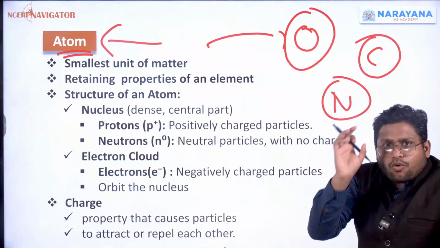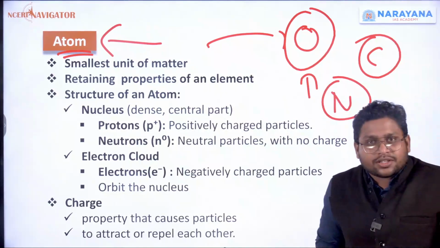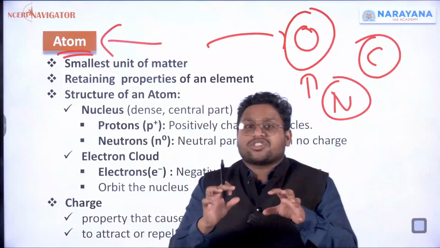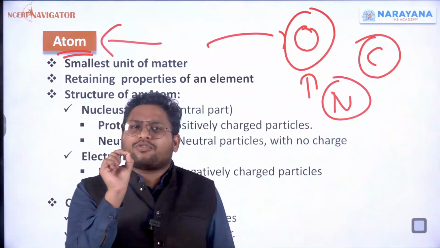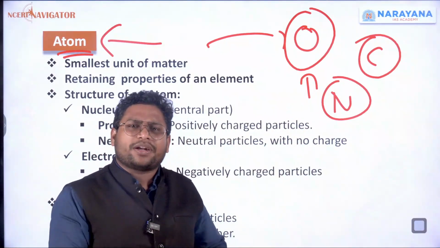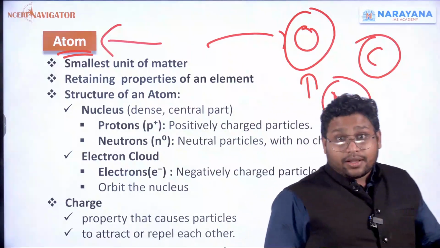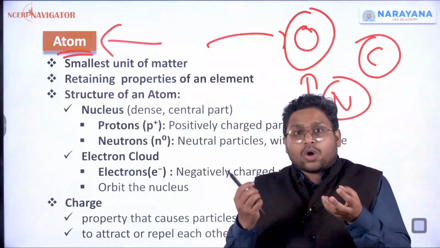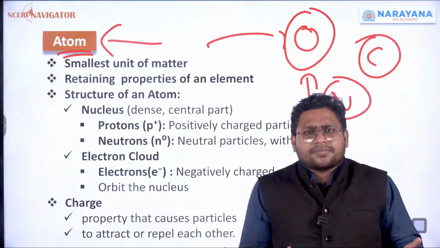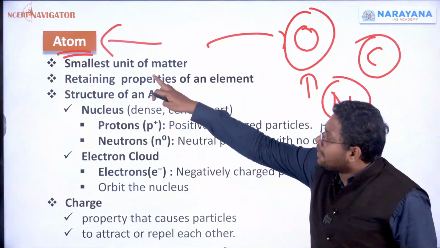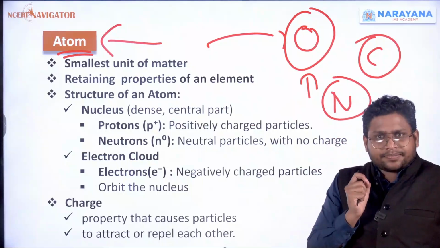Okay. Now whatever is the property of oxygen, you will find the same property in the atom of oxygen. It's the smallest part of oxygen that has the same property which oxygen has. For example, which property? Well, if you bring oxygen closer to a fire, the oxygen will burn, right? So the same property will be there with this smallest unit.